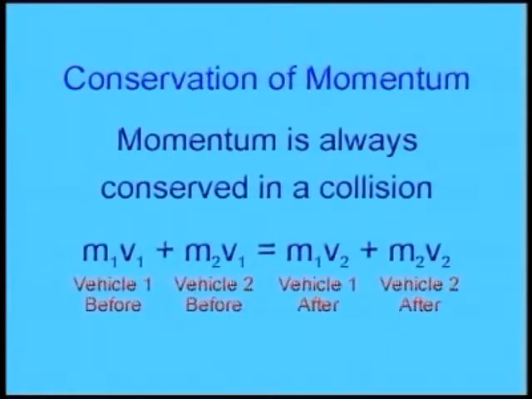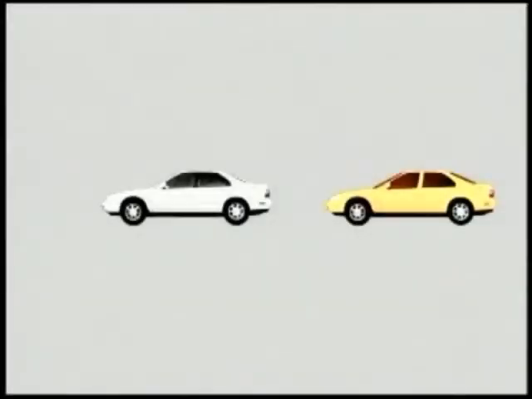This is written as follows. As we see here, the momentum of vehicle 1 and vehicle 2 before the collision must equal the momentum of vehicle 1 and vehicle 2 after the collision. This is known as the law of conservation of momentum. Let us see how this relates to automobile crashes.